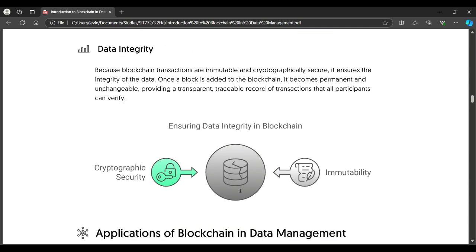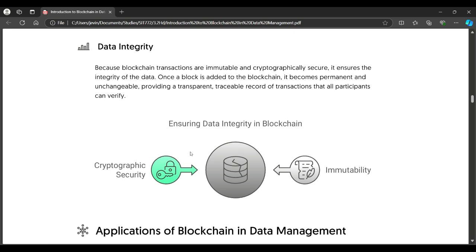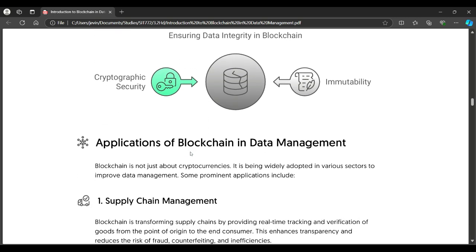Here, data integrity is very much needed in database management. Blockchain records are immutable and cryptographically secure. Once recorded, they become permanent and unchangeable, and they are also transparent and traceable. Anyone can see the blockchain transactions from anywhere. So these are some of the data integrity advantages.